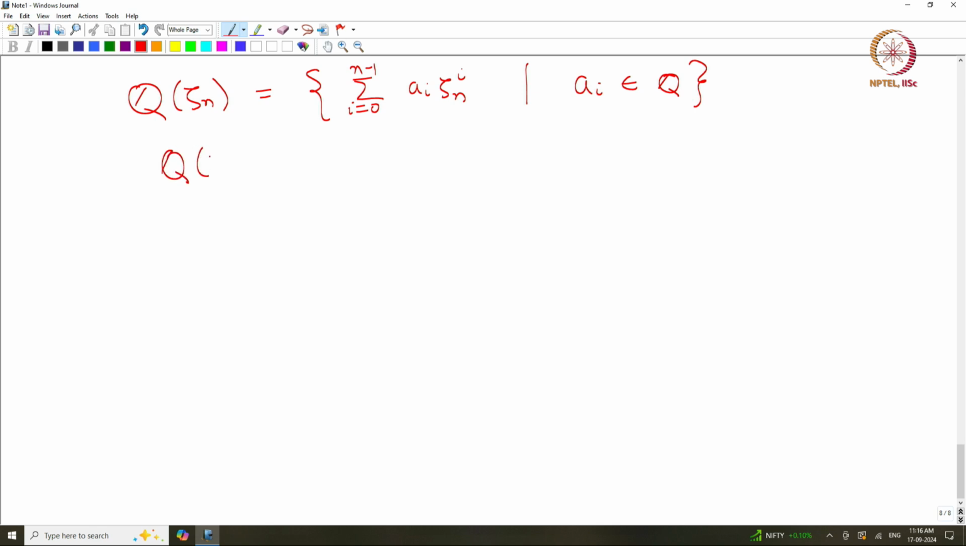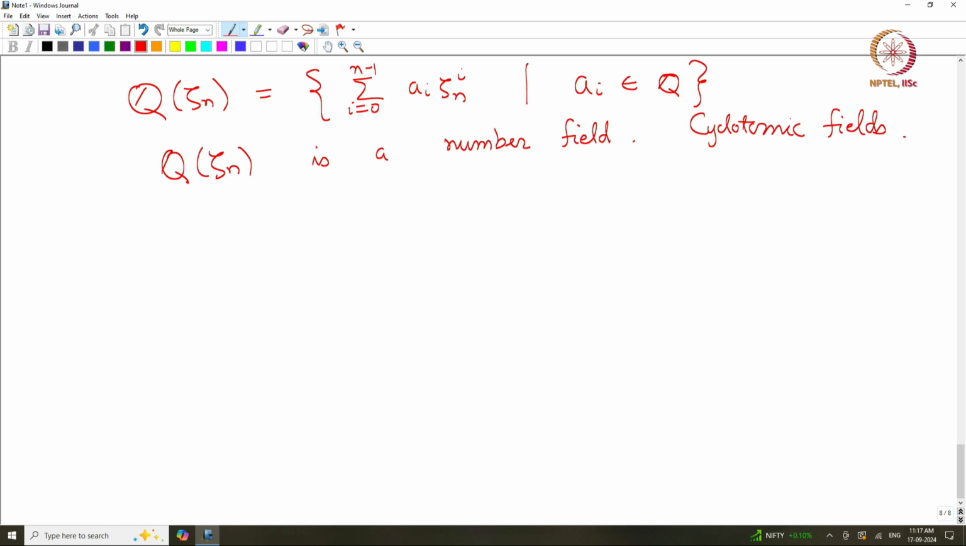So, Q(zeta n) is a number field, and we will study these number fields in great detail in this course towards the end of this course. These will be our primary examples of number fields and various calculations that we do. So, these are called cyclotomic fields. Okay. Because zeta n is a point on the unit circle in complex numbers.